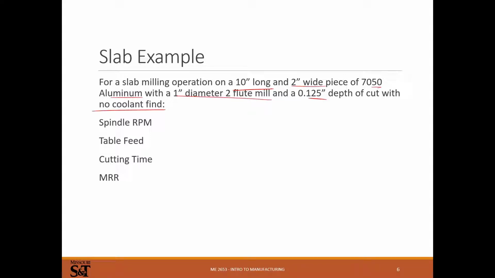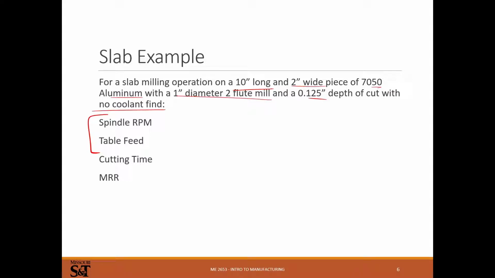So what do we want to find? We want to find our spindle RPM, our table feed, our cutting time, and material removal rate. If you're actually machining this, these are the things you probably care a lot about when you first start an operation: how fast do I need to set my spindle RPM, and how fast should I feed this thing? If you're feeding it by hand, or you might have an auto feed on a mill that you can set the feed rate on, that's fine.